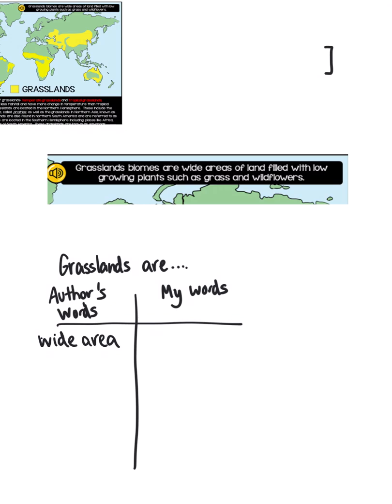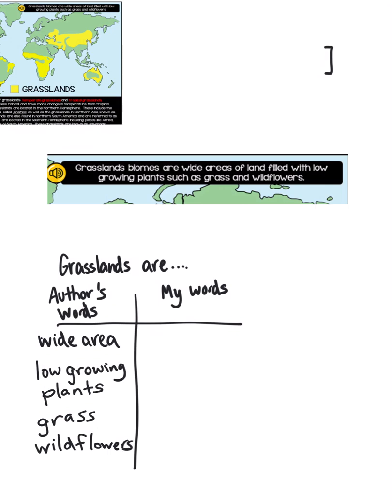They're filled with low-growing plants. I'm going to write down low-growing plants as another important set of keywords. We also learned that examples of low-growing plants could include grass and wildflowers. Okay, so now my job is to take these keywords and put them into a sentence.